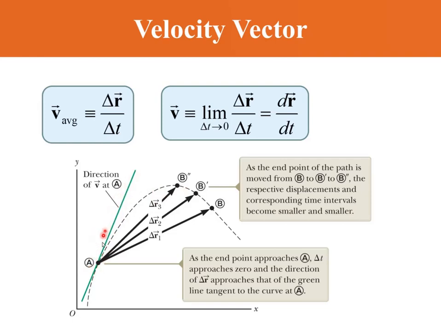Okay, where it is actually the gradient of the line at point A. So this line is actually v. That's why we can say that dr/dt is the gradient of the curve at point A, or the tangent line at point A. So that is for the velocity vector. And then the magnitude of the vector is given by v, which is the modulus of v.